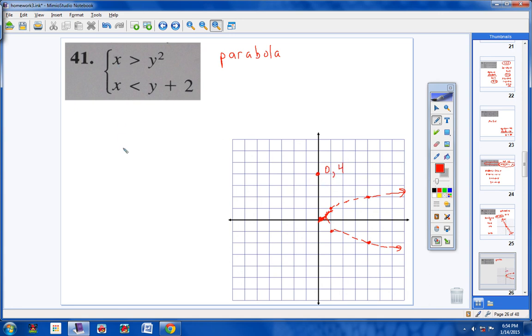So where the x is, I put a 0. And where the y is, I put a 4. 0's greater than 16. Alright, that is not true. So this point here is false. So I'm going to shade inside the parabola. And I would encourage you not to shade yet, just to put the arrows so you know where you're going to shade later. Alright, now let's take a look at the last equation.